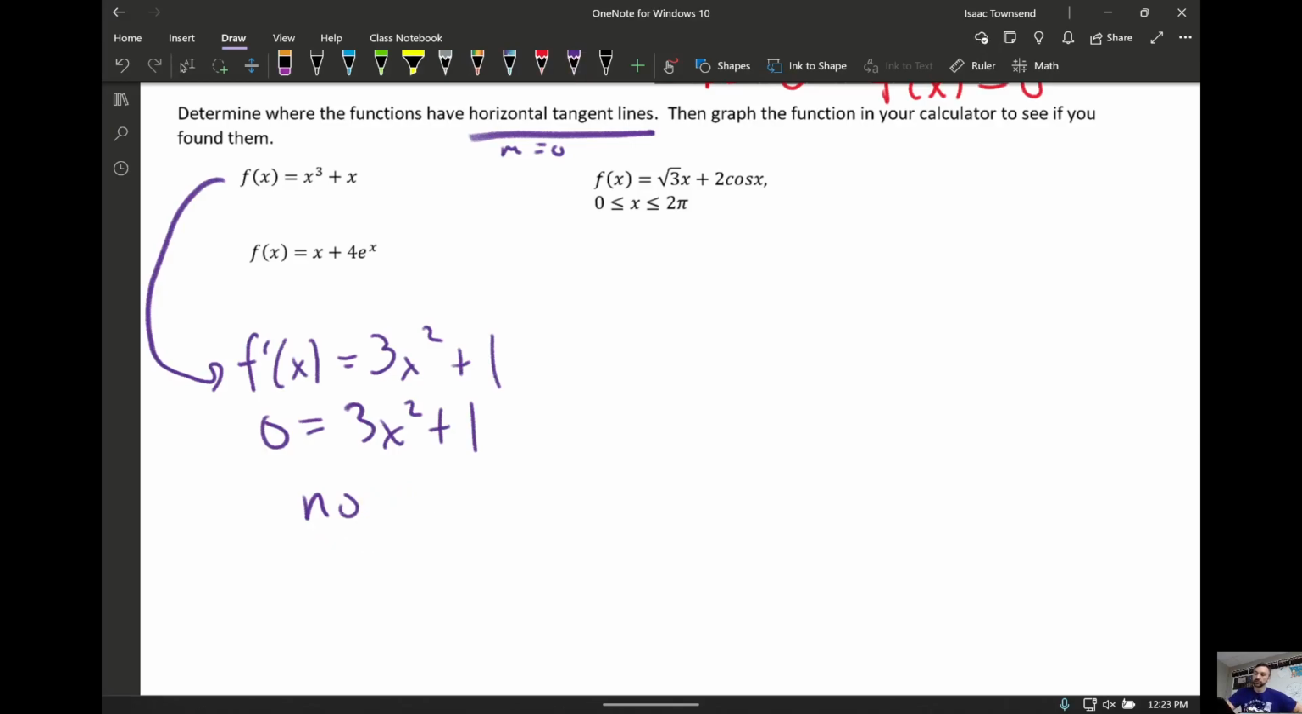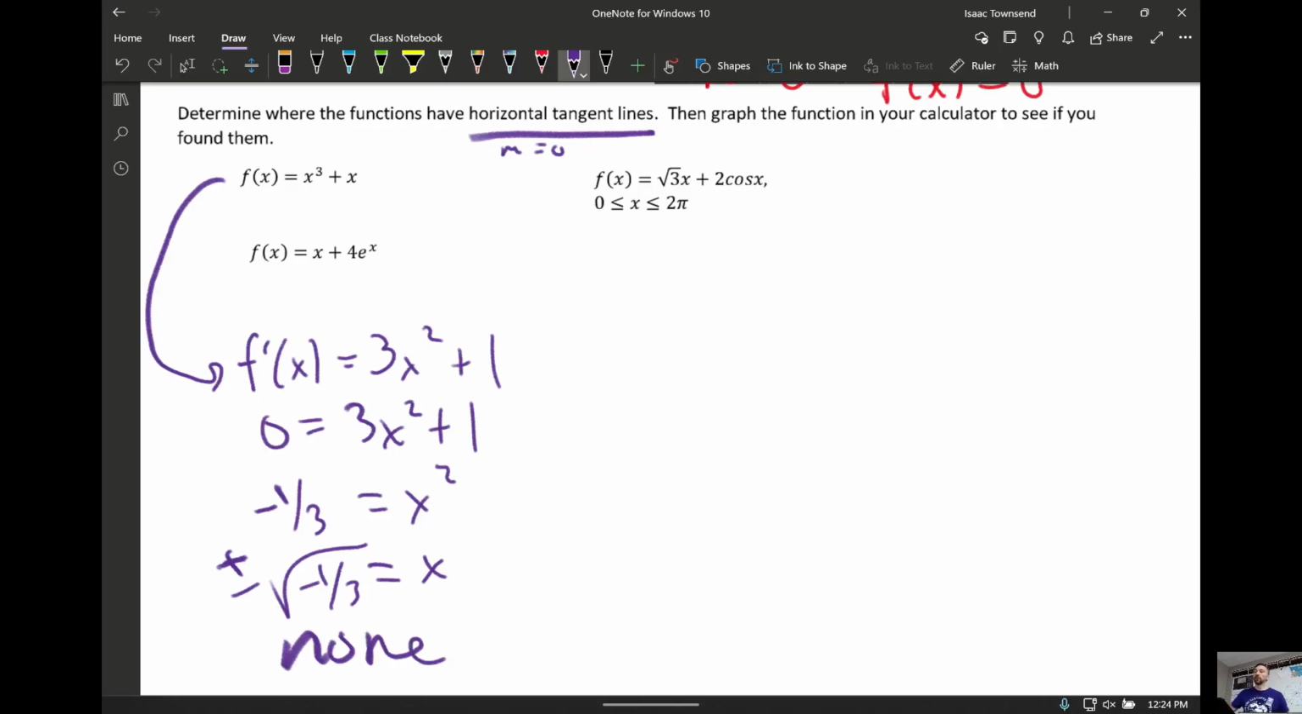Well, we can try to solve it. We could subtract the 1 and divide the 3. We could take the square root of both sides, but the square root of a negative is imaginary. So imaginary numbers don't show up on a graph. So I don't know what that graph looks like, but I know it has no horizontal tangent lines. That graph has no maxes or mins. No time where that graph levels off, even temporarily.